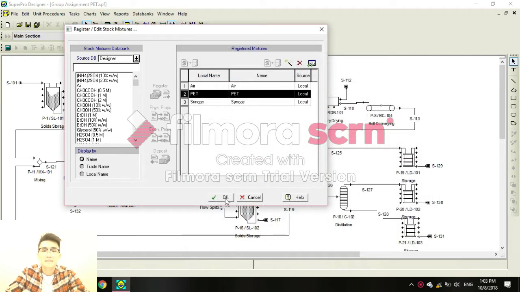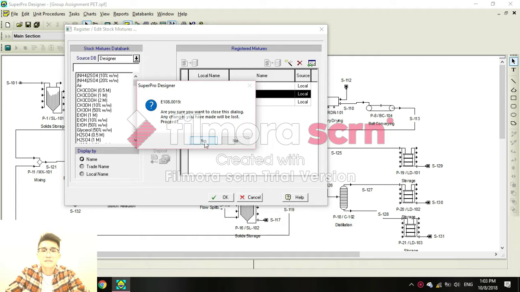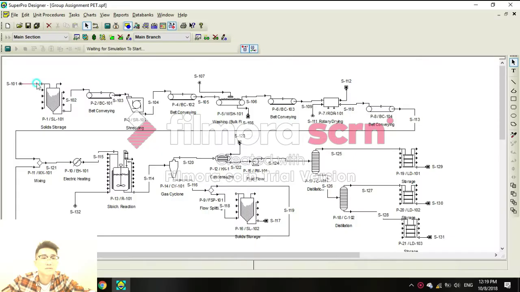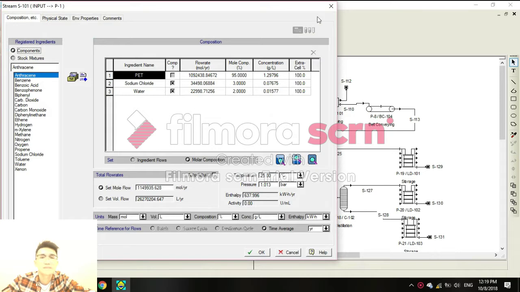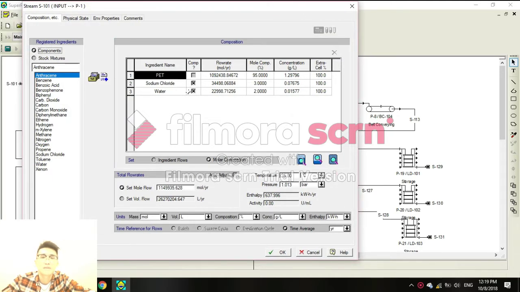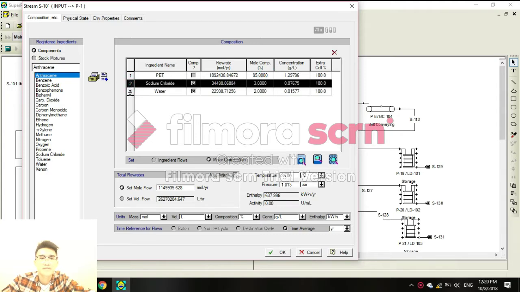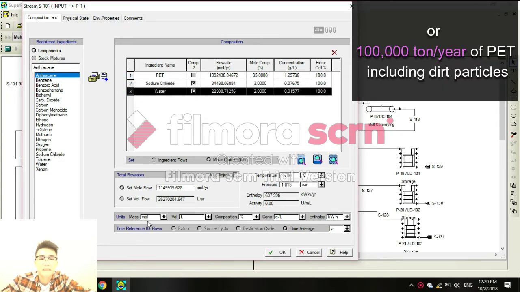After we are done registering all these stock components, we go to the process. In this process, for our inlet, we assume that waste plastic always comes with dirt. In this case, we consider the dirt as water and sodium chloride, so that's why it comes with all these things. In our inlet, we have 95% PET, 3% sodium chloride, and 2% water. The unit is mole per year.